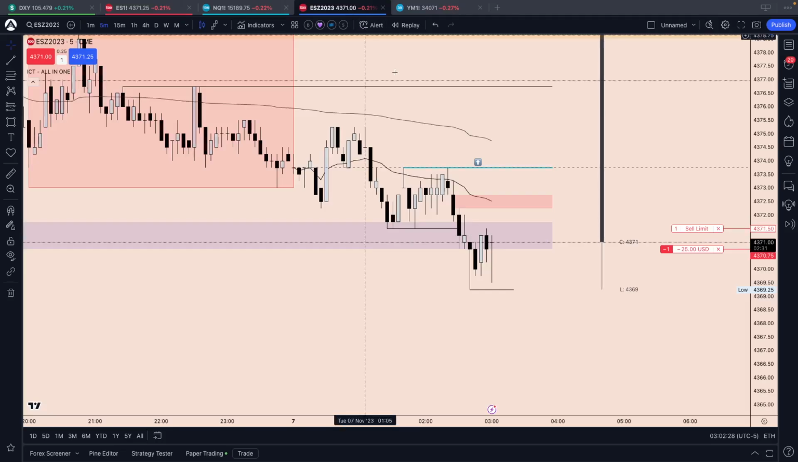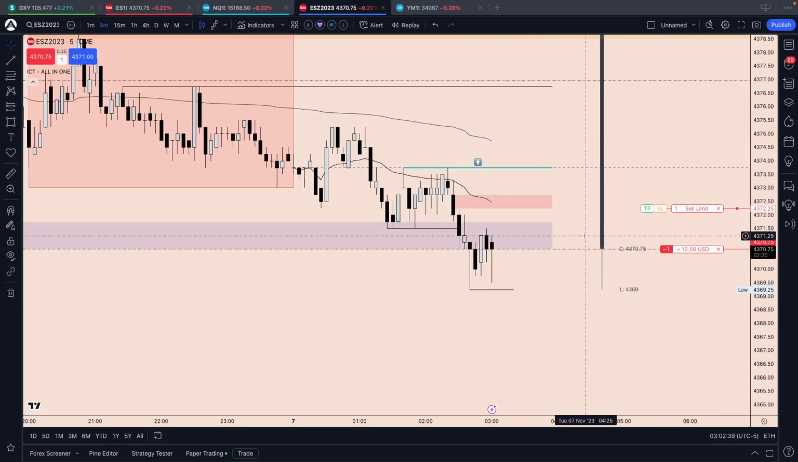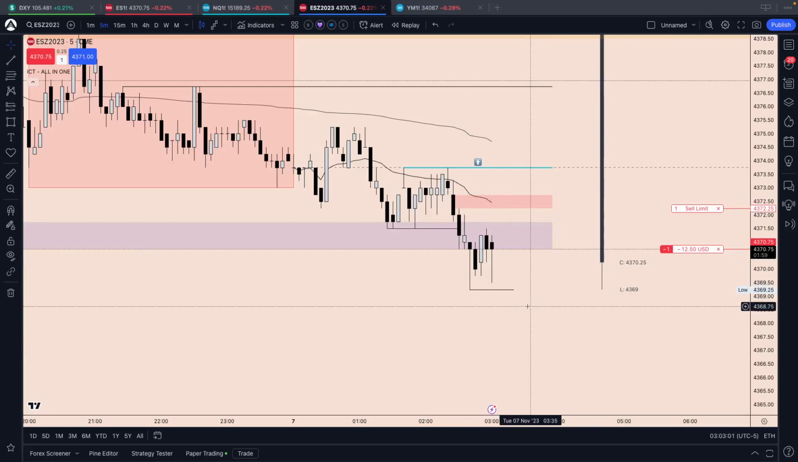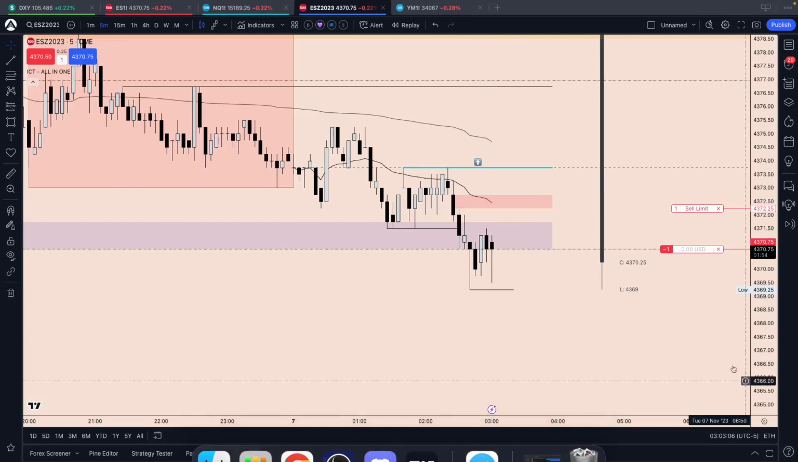But NQ didn't take out that low either just yet. And until then, I'm simply going to stay in this paper trade, adding to the position if we retrace a little higher into this bearish fair value gap. Because right now we don't have a single reason why price should reverse here. Market structure is bearish. We have an inversion fair value gap, midnight VWAP, New York midnight above us, paired with a bearish fair value gap and a volume imbalance. So in that sense, just wait and see.